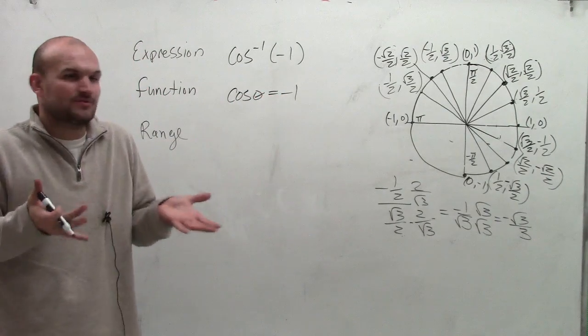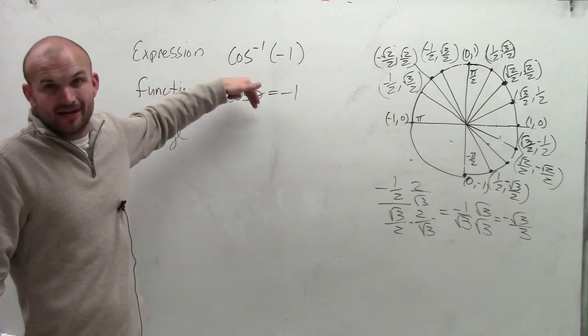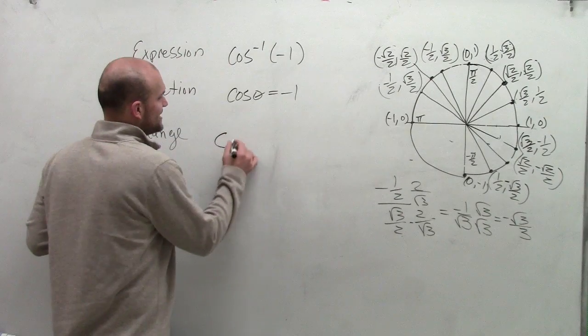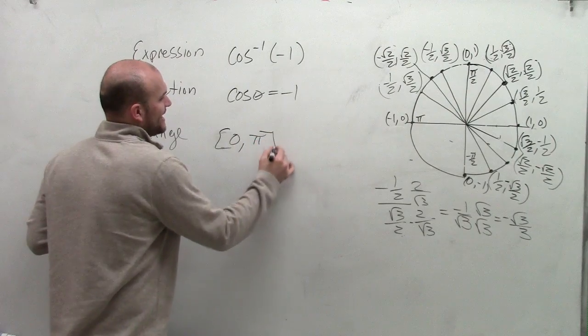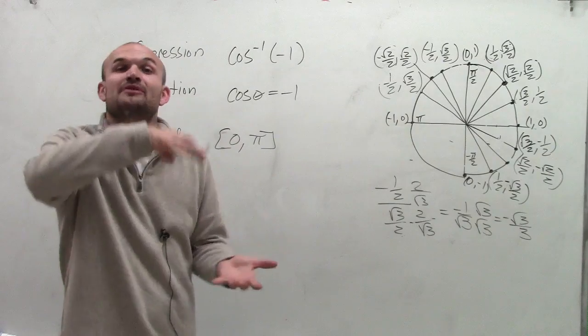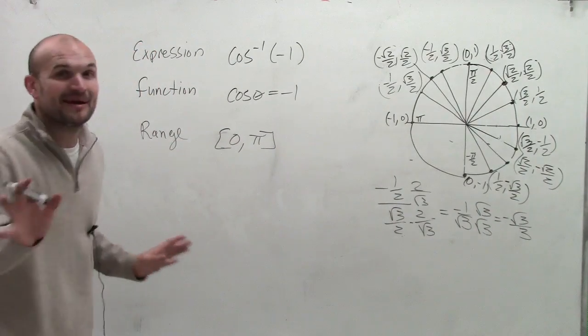What I'm essentially asking here is what angle theta, when I take the cosine of it, is going to equal -1. And that angle has to be within my range of 0 to pi. Because remember, we looked at the graph and flipped it, and then we restricted the range, yada, yada, yada.